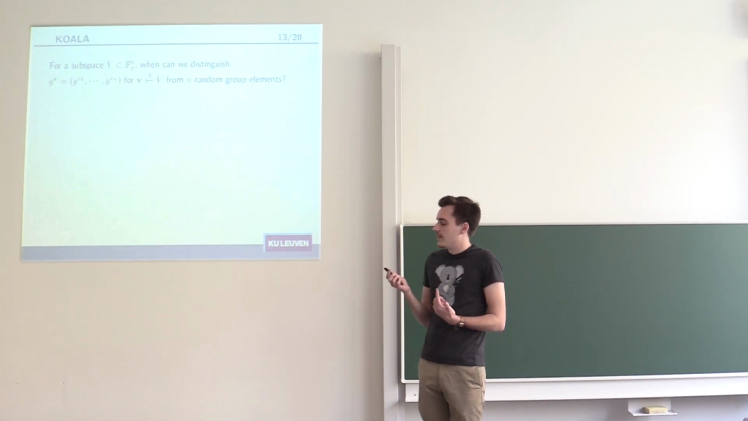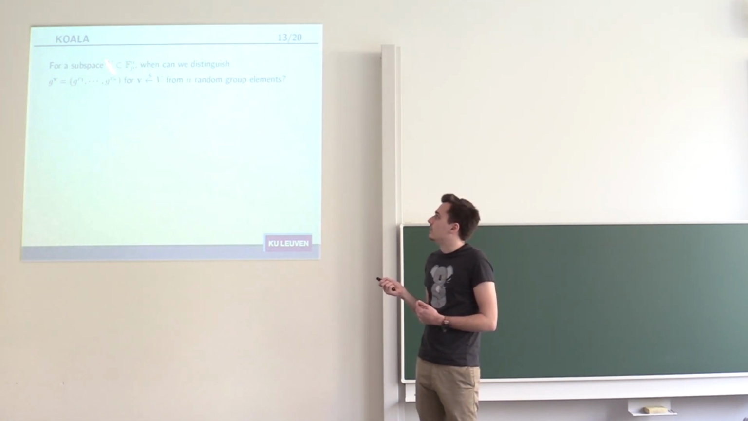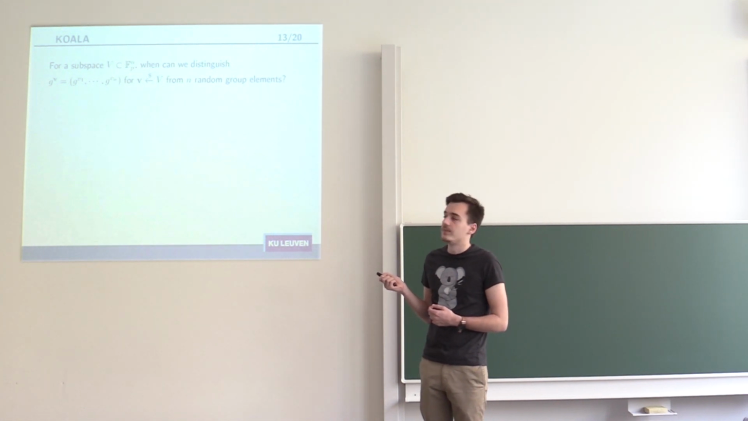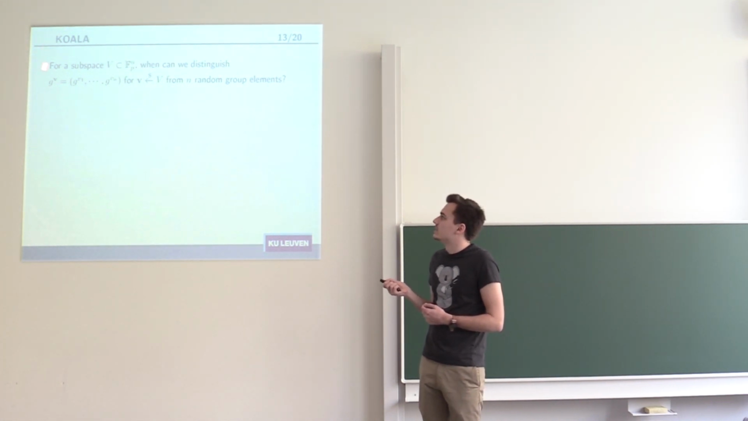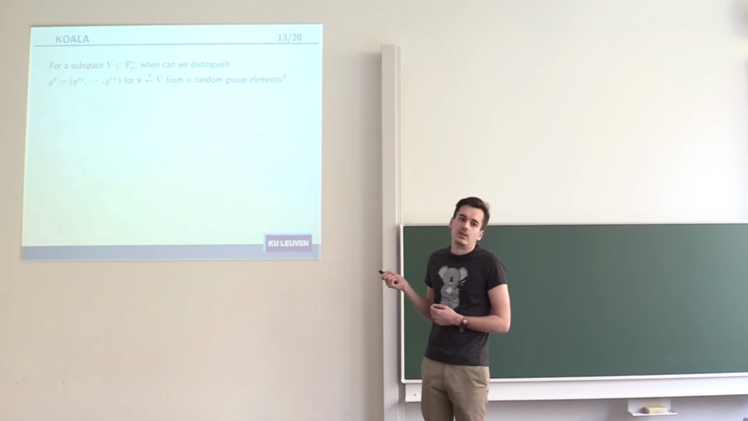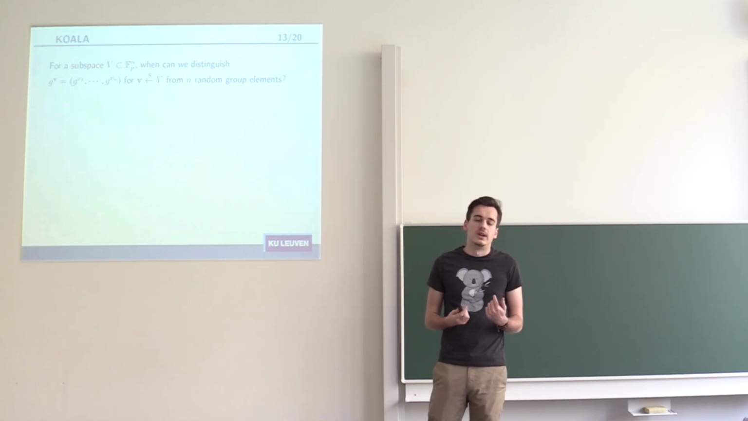So this is about if there is a vector space, a subspace of F_p^n, then when can we distinguish sets of group elements of this form? So g^v1, g^v2, up to g^vn, where v is a vector sampled at random from the subspace. When can we distinguish these things from just n uniformly random group elements?